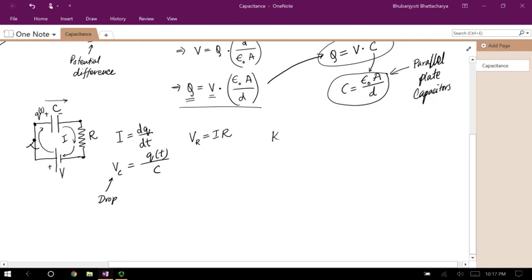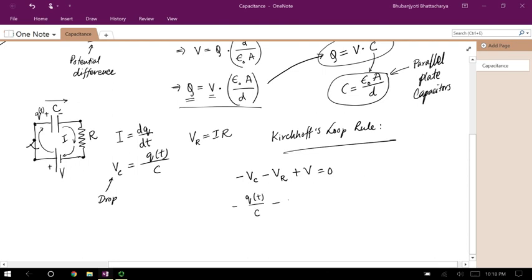So let's write Kirchhoff's loop rule. Starting from this point over here, I go through the capacitor, so the potential drops. So we get a negative VC. Then through the resistor, again the potential drops, negative VR, and then the potential increases, plus V, is equal to 0. So let's plug that in. We now have negative Q(t) over C minus I times R plus V equals 0.